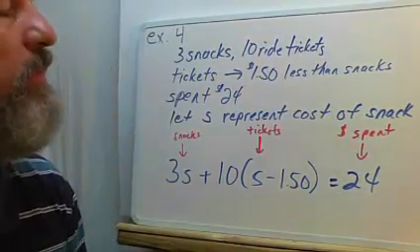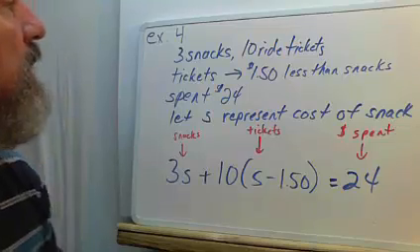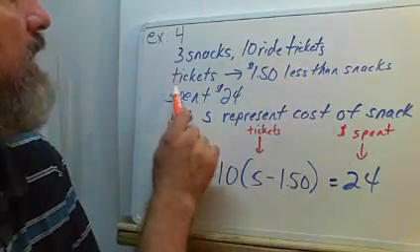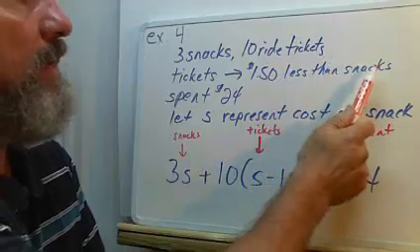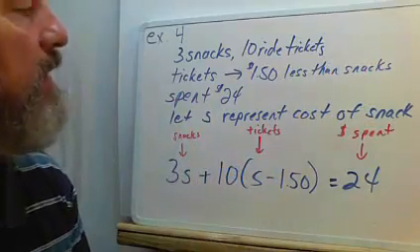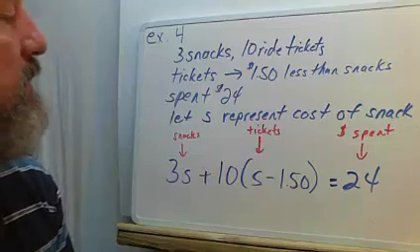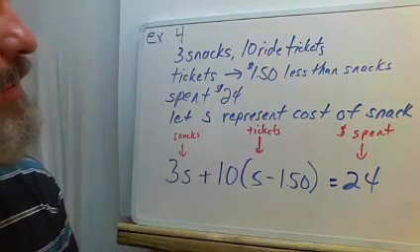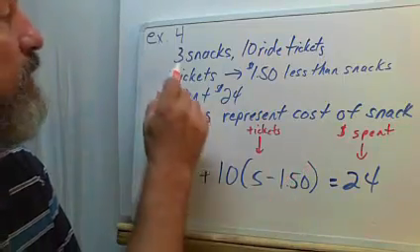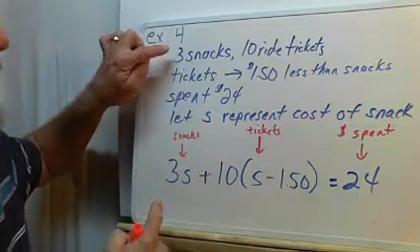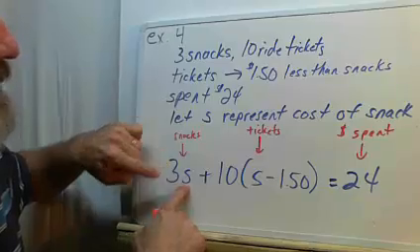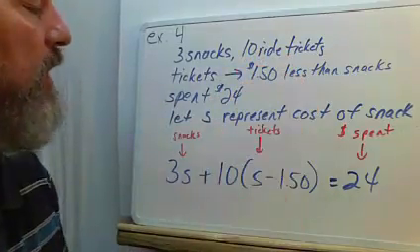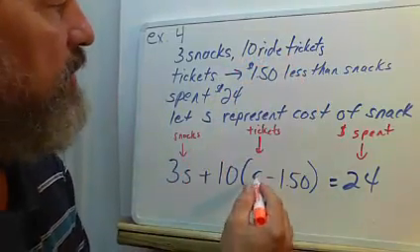Now let's see how this works when we use this in a real life situation. So here's your problem. You're given where we buy 3 snacks, 10 ride tickets. The ride tickets cost $1.50 less than the snacks cost, and we spent a total of $24. So the question is, how much is the cost of a snack? So right away we recognize we want to let S represent the cost of a snack, and then we write an equation.